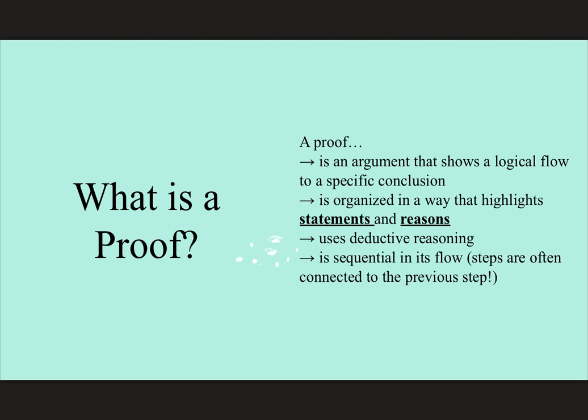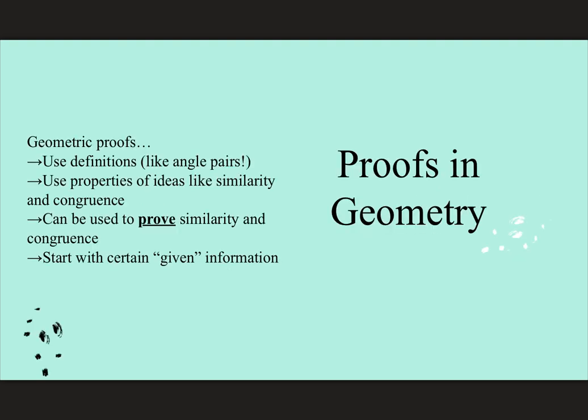It's an argument that shows a logical flow to a specific conclusion. It's organized in a way that highlights statements and reasons. It uses deductive reasoning. It is sequential in its flow, so that means the steps are often connected to the previous step. And in geometry, we usually use definitions like angle pairs, like vertical angles or linear pairs. We might use properties of ideas like similarity and congruence, and it can be used to prove similarity and congruence. We're going to talk about that a lot more in future units. And we always start with certain given information.